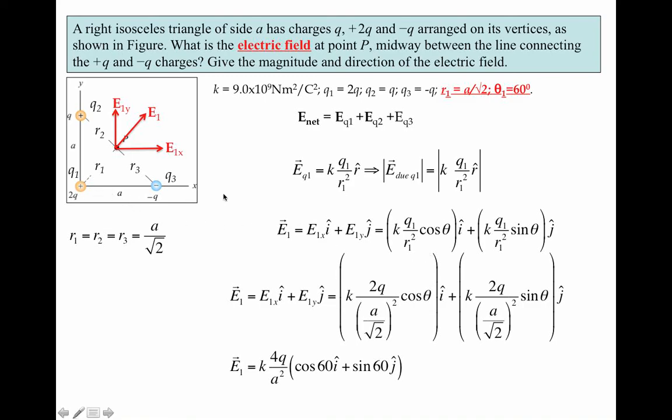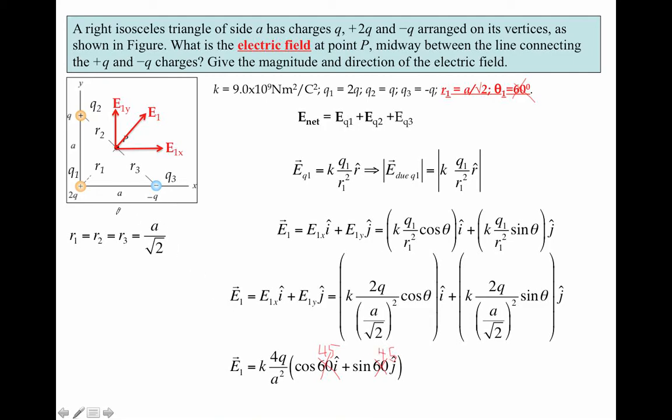So Q1 is equal to 2Q, so I put in 2Q, and this is a over the square root of 2, so that's squared. When you square this, it will be 2. It will go up to 4Q over a squared. And sorry, I said 60, this is 45. The angle here is 45. I apologize for that. Here, let me just make sure, because this is cut and paste from the previous. So this is 45, and this is 45, and that's also 45. Okay, so that's the electric field due to the charge that I called Q1.